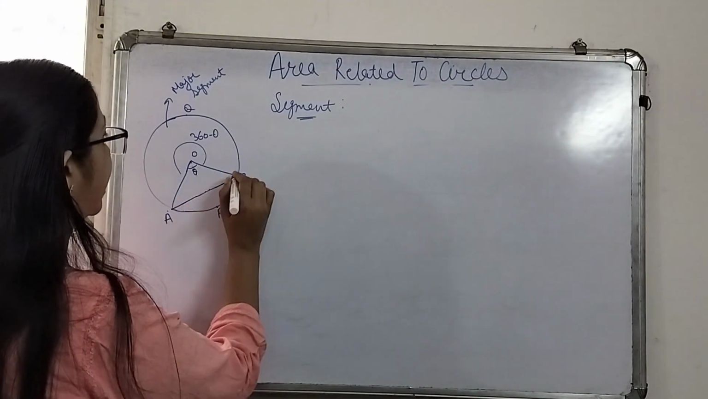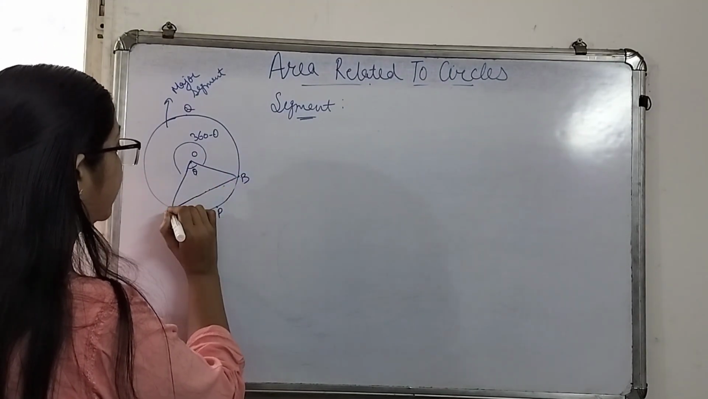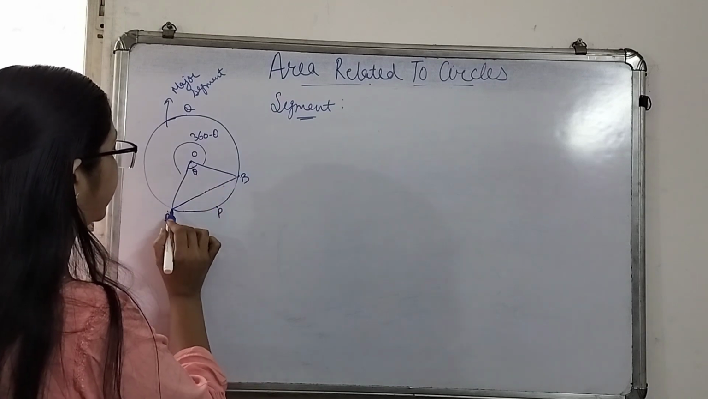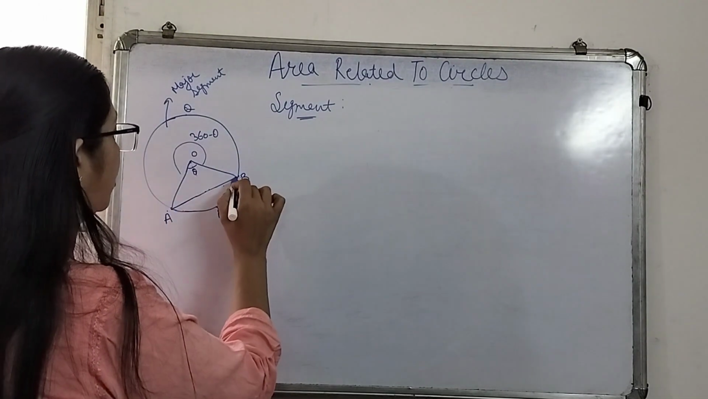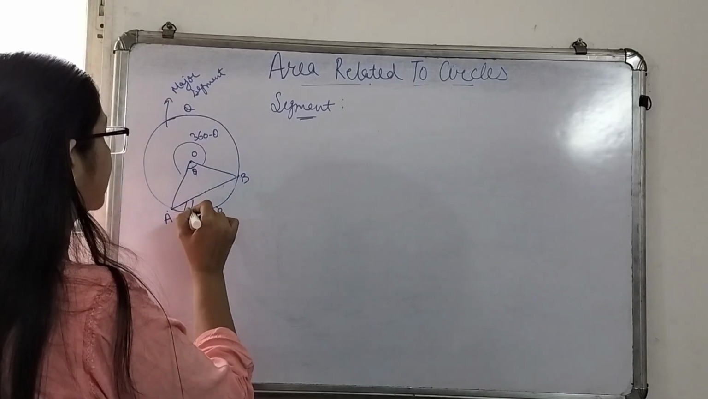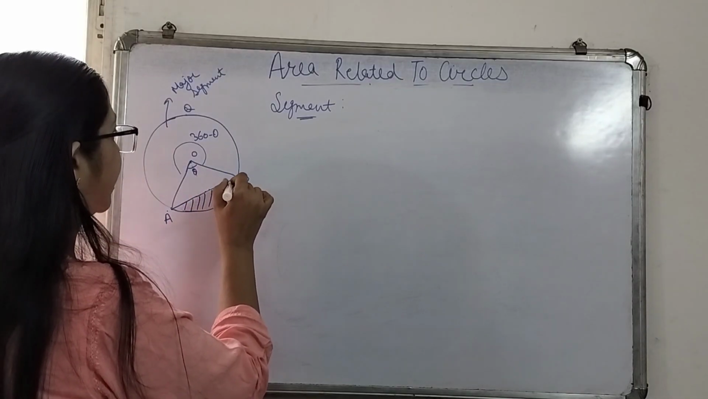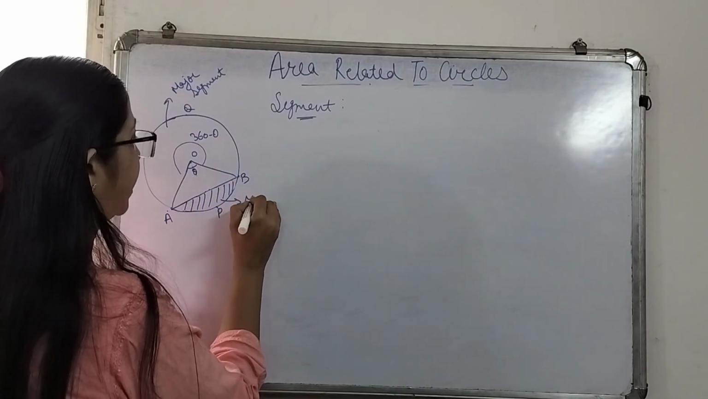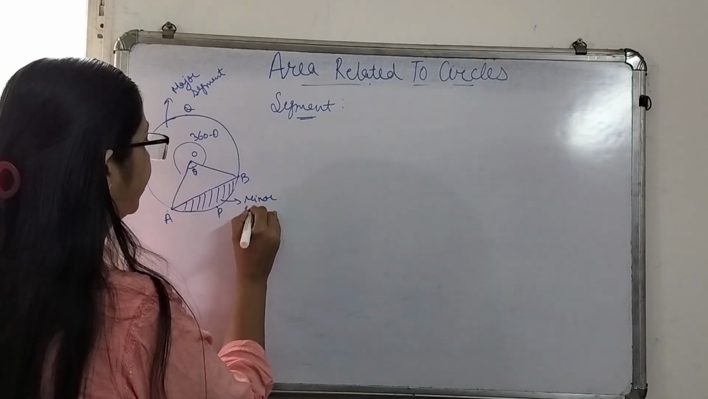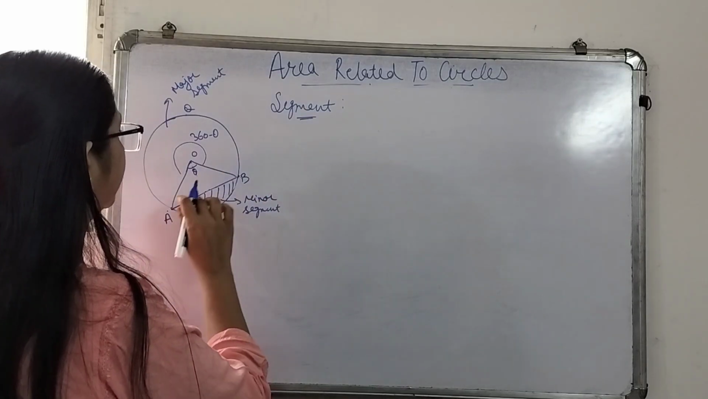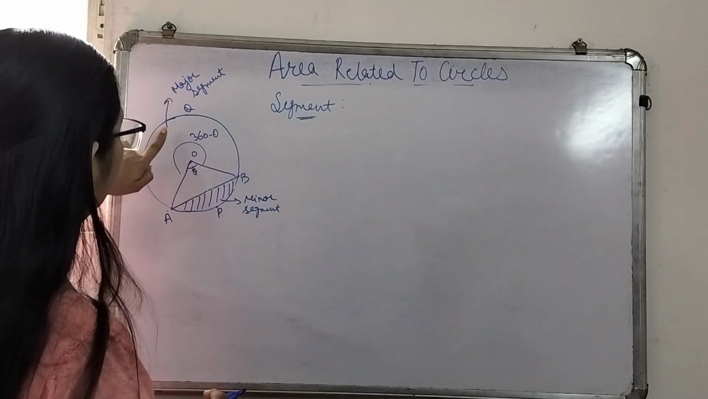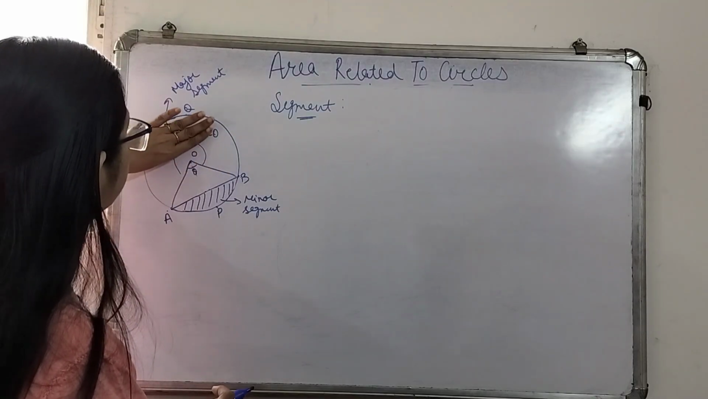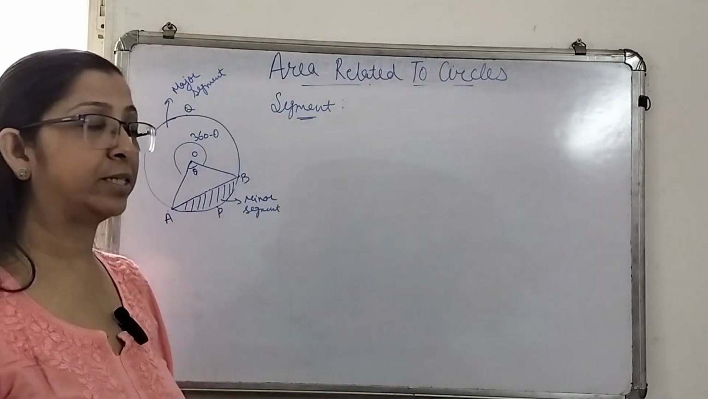Now the area enclosed by the chord and the corresponding arc, over here the arc is your APB, so area enclosed by the chord and the corresponding arc is known as segment. That means this is your minor segment. We can analyze that this will be the minor segment, and this whole remaining area from here to here is your major segment.